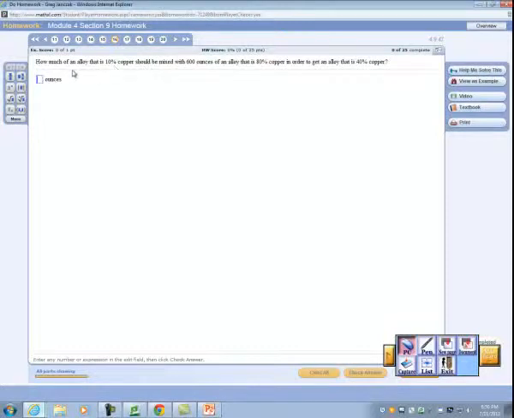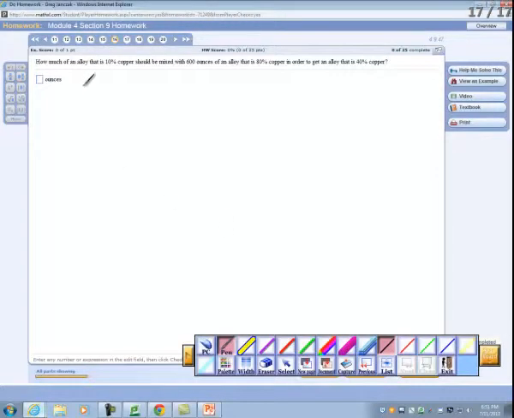Okay, here's one. How much of an alloy that is 10% copper should be mixed with 600 ounces of alloy that's 80% to get an alloy that is 40% copper? Do we need to see this one? It's the same. It's the mixture problem. But now we're just using alloy instead of coffee or candy or anything else. It's the same process. Do you guys want to see this one, or are you good? Yeah? Okay.